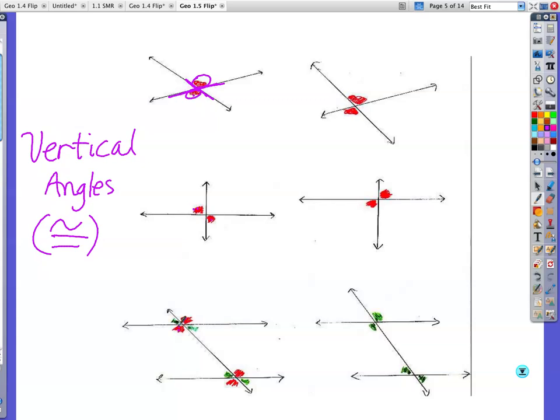And this happens a lot too. If these are vertical, the green ones are then vertical. The red ones are vertical, the green ones are vertical. Green ones down here are vertical to each other. These 2 marked angles are vertical to each other. Vertical angles.